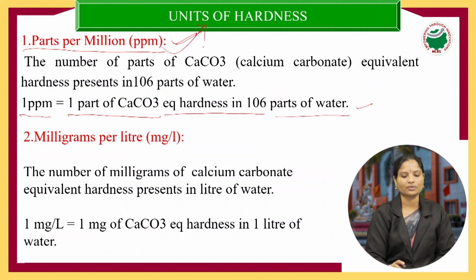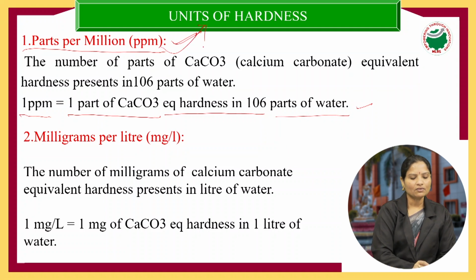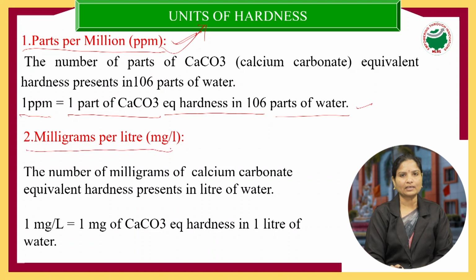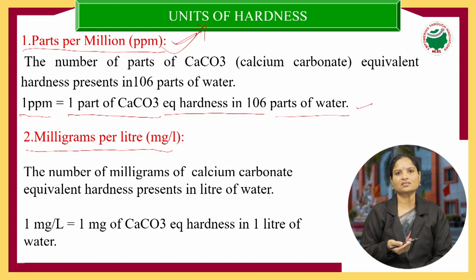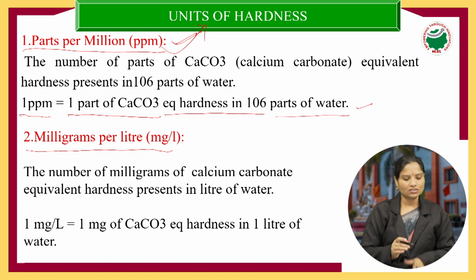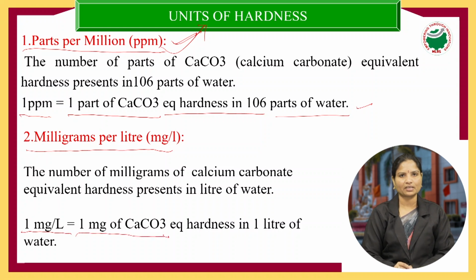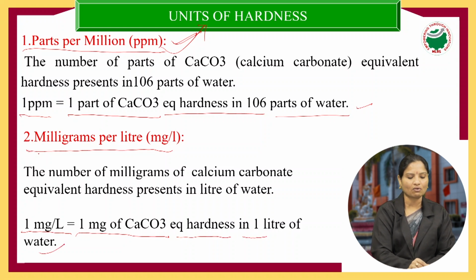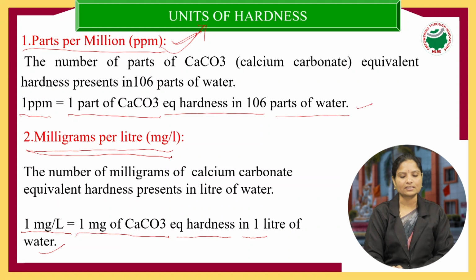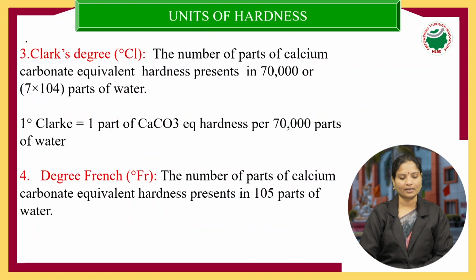This is one type of unit of hardness. The second one is milligram per liter. The number of milligrams of CaCO3 equivalent hardness causing salts present in 1 liter of water is called milligram per liter. So 1 milligram per liter is equal to 1 milligram of CaCO3 equivalent hardness present in 1 liter of water. This is the second unit of hardness.